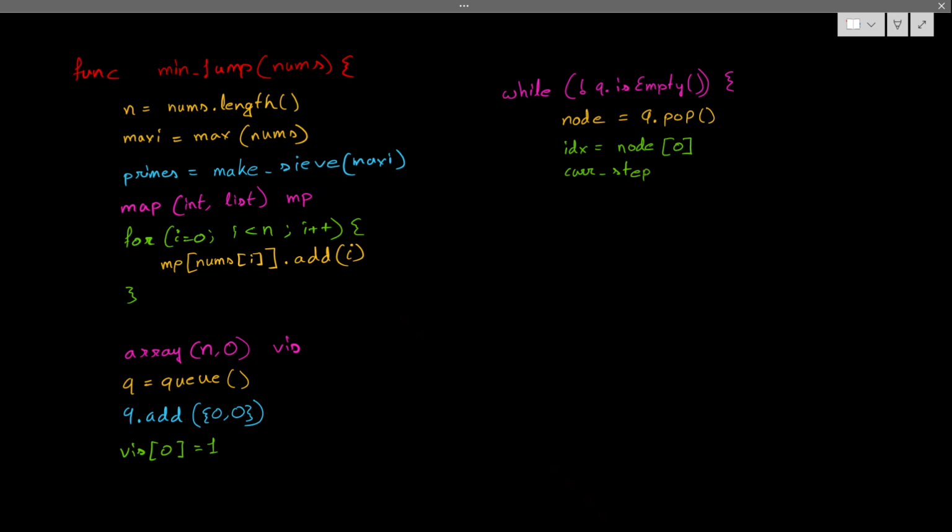So current step is nothing but node of 1. Simple, I guess you got it. Okay. Now what I have to check? I will simply check if my node is already n-1. As I told you, if my index is already n-1, then directly return. No need to do anything.